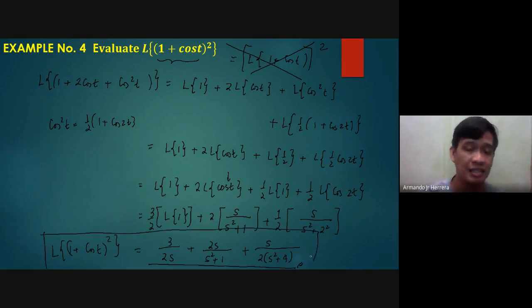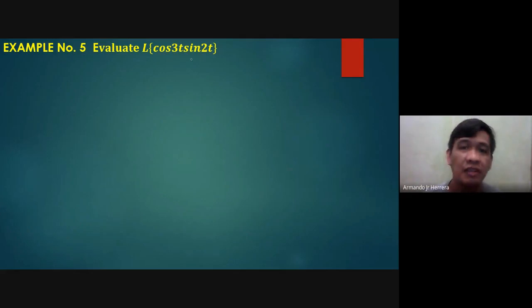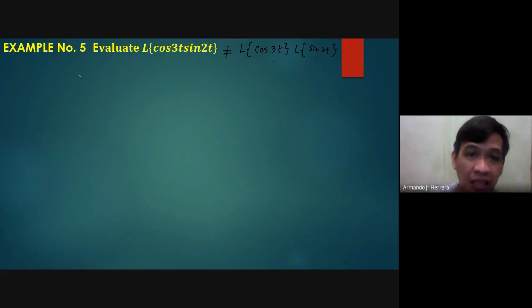So let's proceed with the next example. So you have here cosine 3t sine 2t. Again, there's no principle that the Laplace transform of a product is the product of their Laplace transforms. There's no such thing as that. So the Laplace transform of cosine 3t times the Laplace transform of sine 2t is never equal to the Laplace transform of cosine 3t sine 2t. So all we need to do is to use an identity.